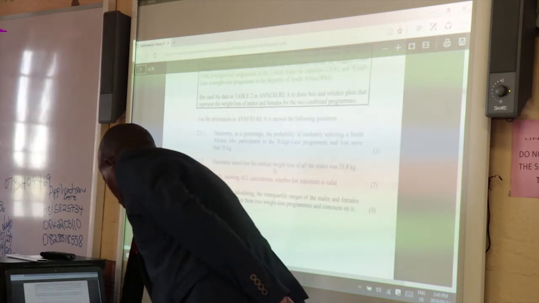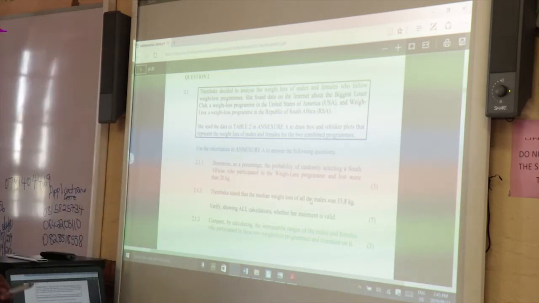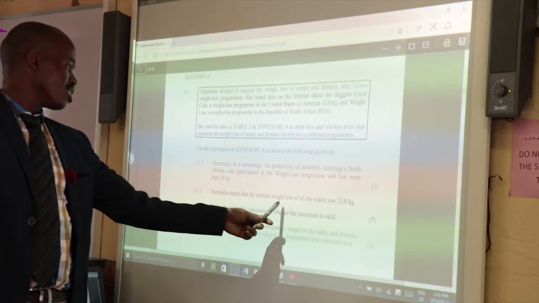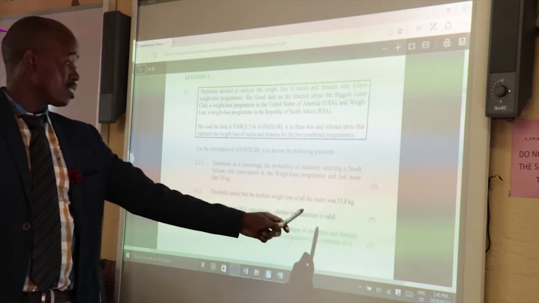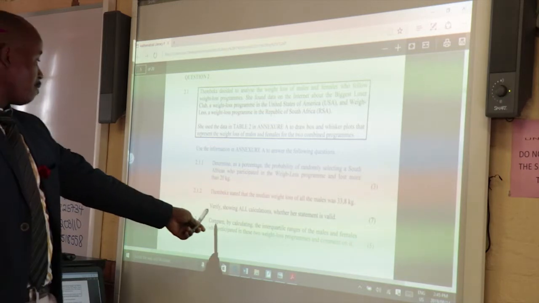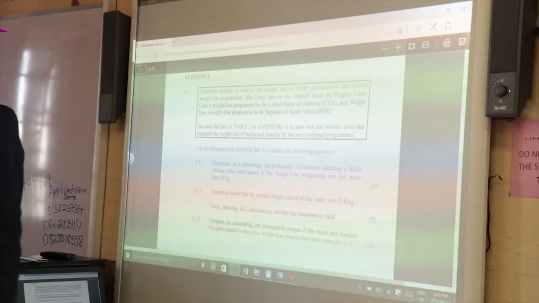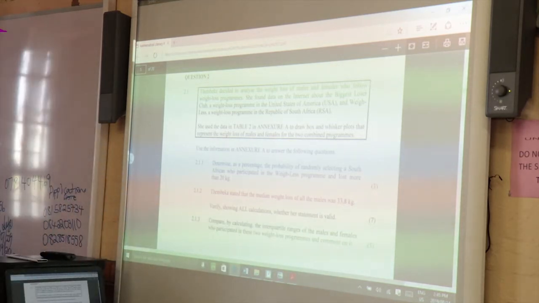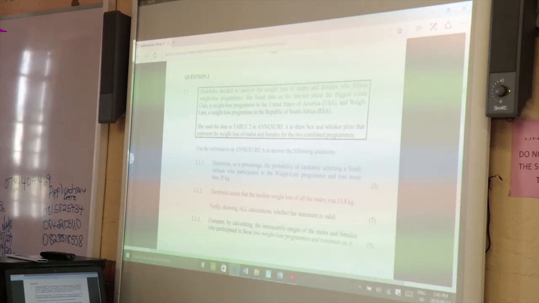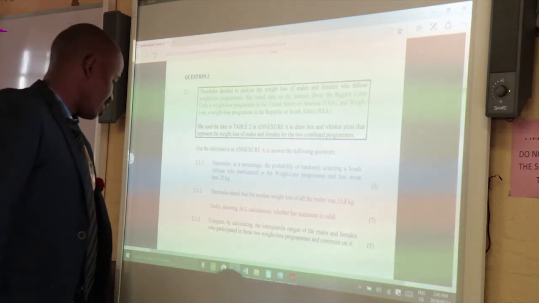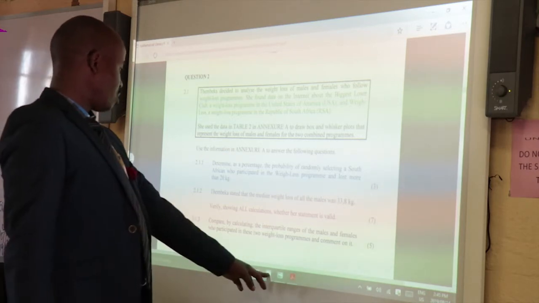2.1.2, 7 marks. Sam stated that the median weight loss of all males was 33.8 kg. Verify, showing all calculations, whether the statement is valid. The keyword is all males: not USA males, not SA males, all males. How we go about this one is calculating the median for all males. We must calculate the median before we can answer whether it's valid or not.